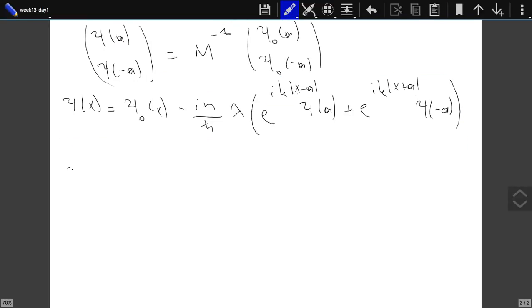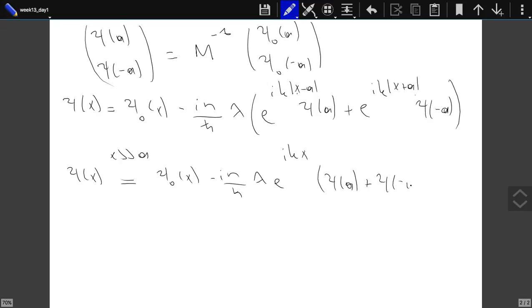And so psi of x, for x much, much larger than a, away from the scattering region, is equal to psi 0 of x minus i m over h bar lambda e to the power i k x, times psi of a plus psi of minus a. And eventually what we want is the poles.